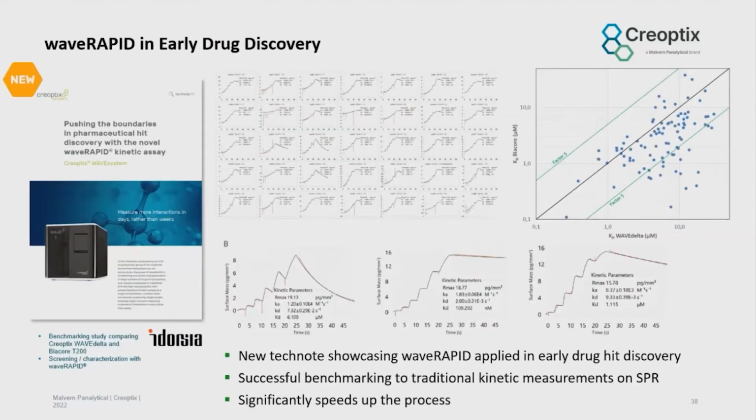If we look at waveRAPID in early drug discovery, we have a tech note on this with Idorsia Pharmaceuticals, which are based in Basel in Switzerland, and this really showcases waveRAPID applied in early drug discovery. Here we can see the output of a screen. We can see many different hits which were identified, and this was a successful benchmarking to traditional kinetic measurements on SPR. So we're comparing this using a log factor 5 on the binding hits which were observed on a SPR system. And this significantly speeds up the process. So you're very welcome to read about this technique on our collateral website.